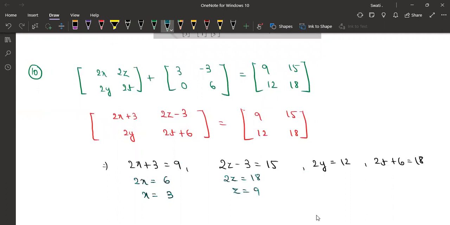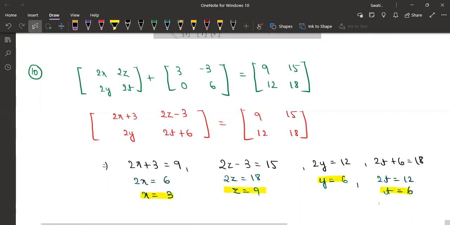Remember, this is the rule in linear equation. Whenever we solve a linear equation, division will become multiplication if you shift it to the other side, and the vice versa, and addition will become subtraction if you shift it to the other side, and the vice versa. And this will become y equals, here 2 is getting multiplied, so it will get divided on the other side. So 12 divided by 2 is 6. And this will become 2t equals 18 minus 6, that is 12. So t will become 12 divided by 2, that is 6. So we got the answer for x, for y, for z, and for t.